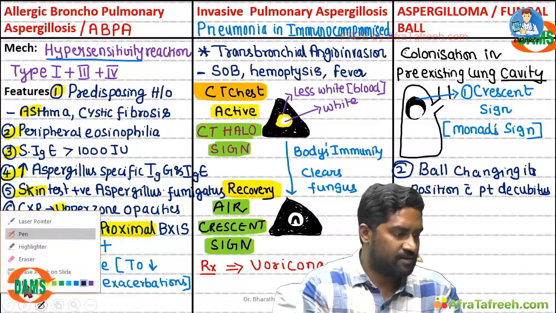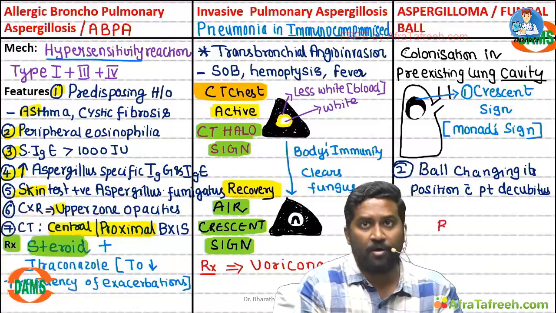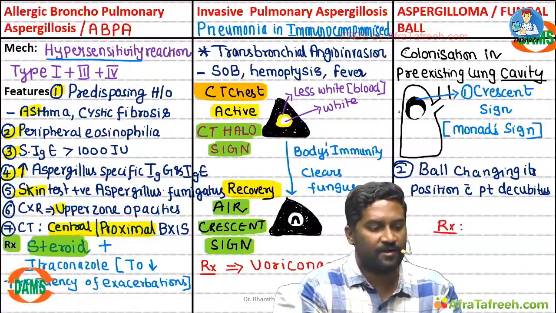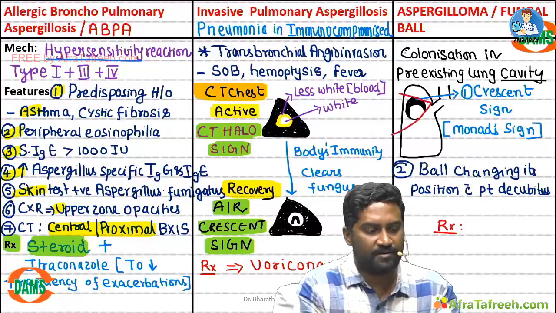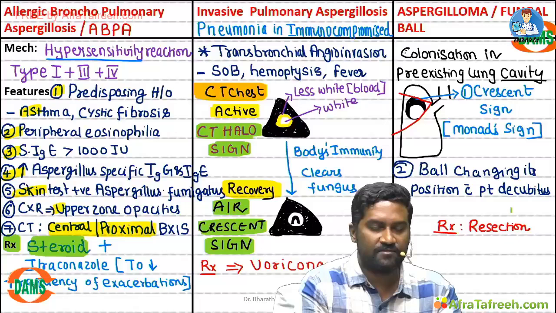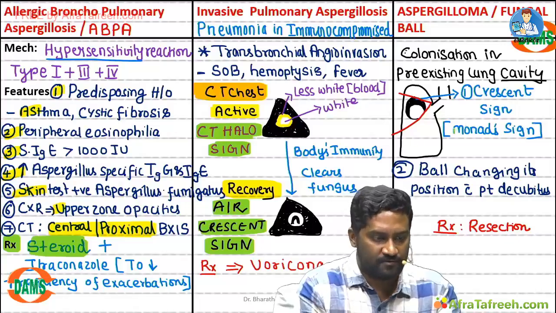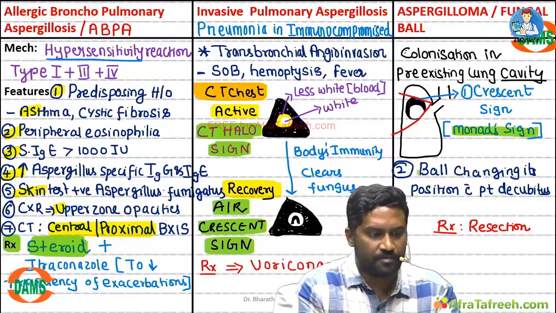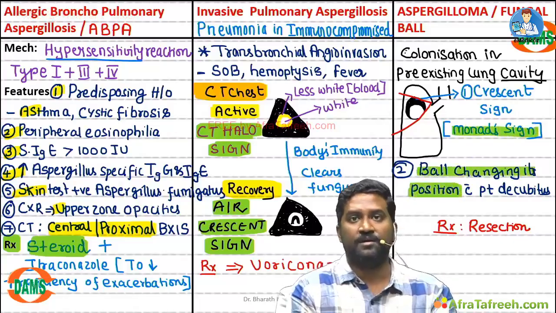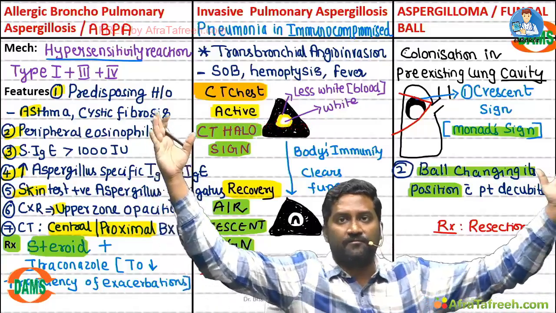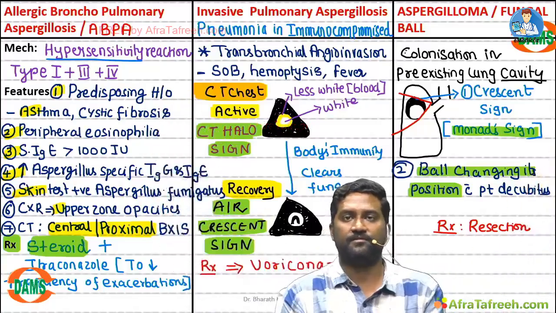Now what will be the treatment here, students? Already this cavity is destroyed lung. This is filled with fungus. So treatment will be resection. Now you can notice here the important findings are Monad's sign and ball changing its position with patient's decubitus. It is the same fungus with variable manifestations.